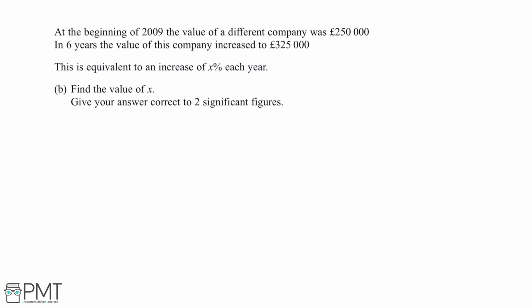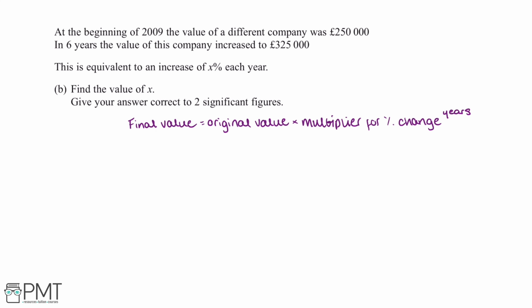So we can use a similar structure which we used in Part A for compound interest. And this is that the final value of the company is equal to the original value of the company times by the multiplier for the percentage change to the power of the years. So we can substitute the values which we've been given in this question into this formula.